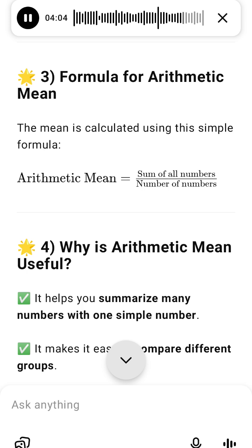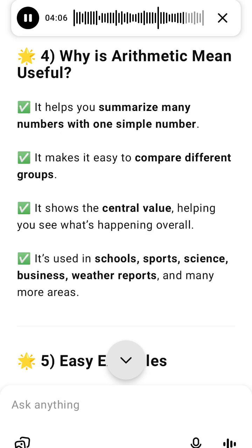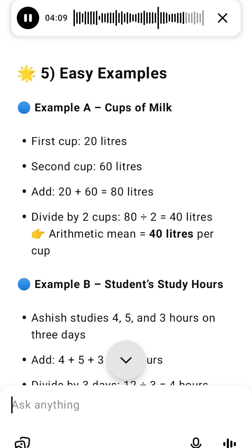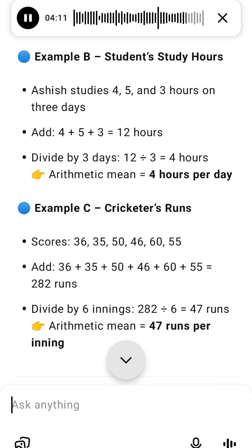10. Super simple visualization. Think of it like sharing sweets equally. You have 10 sweets and your friend has 6. Together, 10 plus 6 equals 16 sweets. 2 people, 16 divided by 2 equals 8 sweets each. The arithmetic mean equals 8 sweets.